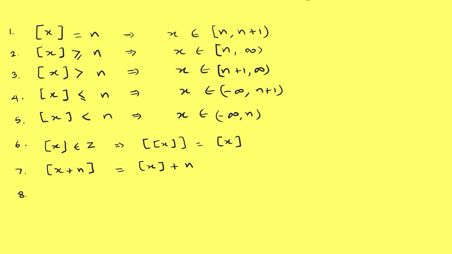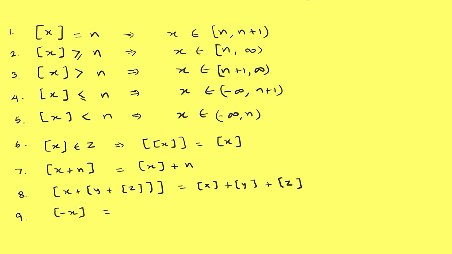Next is greatest integer of x plus n is greatest integer x plus n, where n is an integer. And using this, you can write the result like this in terms of 3 numbers x, y, and z. Their greatest integers will be separated as shown here. Then comes greatest integer of minus x. It has minus of greatest integer x value if x is an integer, and minus of greatest integer x minus 1 if x is not an integer.